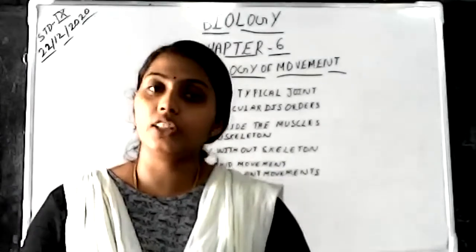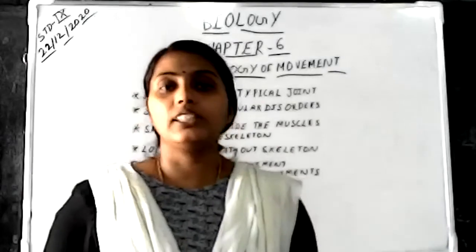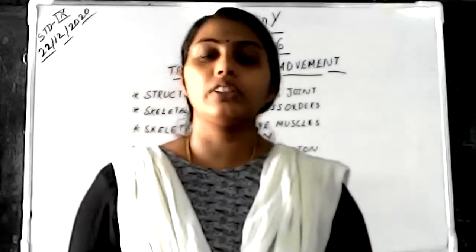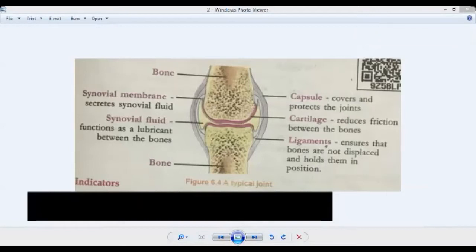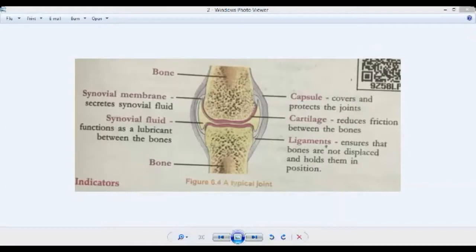We can see the structure of a typical joint. It's a very important topic. You have to study the labeling of that picture. In this, the parts are, you can see the bone, then the synovial membrane, which secretes synovial fluid. And the function of synovial fluid is that it functions as a lubricant between the two bones.